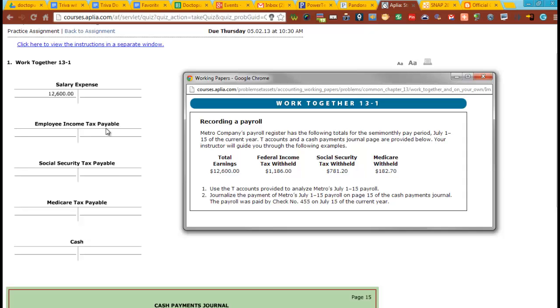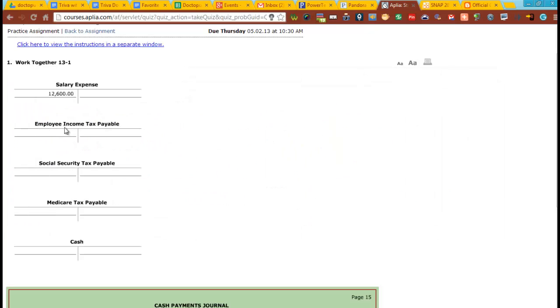When you see the word payable, what do you automatically know? It's a liability, and liabilities have a credit balance. We are recording the fact that we have to pay this money for the employees. So we owe the federal government this money because we didn't give it to the employees. We took it out of their paycheck. We're holding on to it, but we owe $1,186 from all of the employees. So this is going to be a liability for our business. So we have to credit employee income tax payable $1,186.